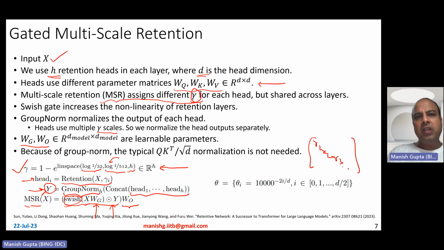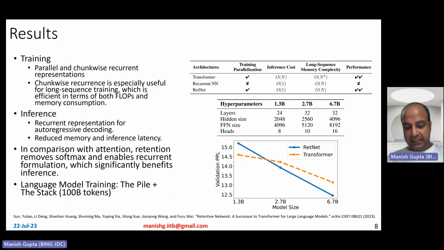Right? So much of this also happens in standard transformers, except that group norm does not exist. There's layer norm, swish is not done. You just multiply directly and so on. And W0 exists in standard transformers as well. Now, interestingly, because of group norm, you don't need to do the standard normalization which happens in the standard transformer. You just take QK transpose and so on, but you don't do this normalization by square root of D. That is not required. Okay, so that's about the retention network architecture.